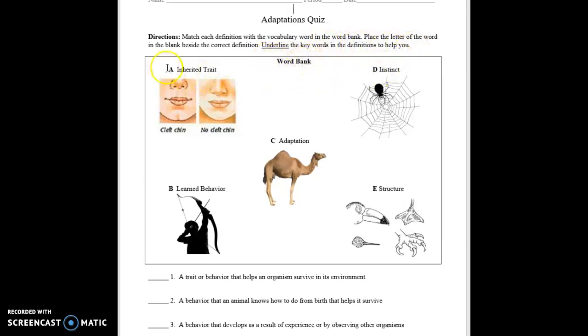Word bank. A. Inherited trait. B. Learned behavior. C. Adaptation. D. Instinct. E. Structure.